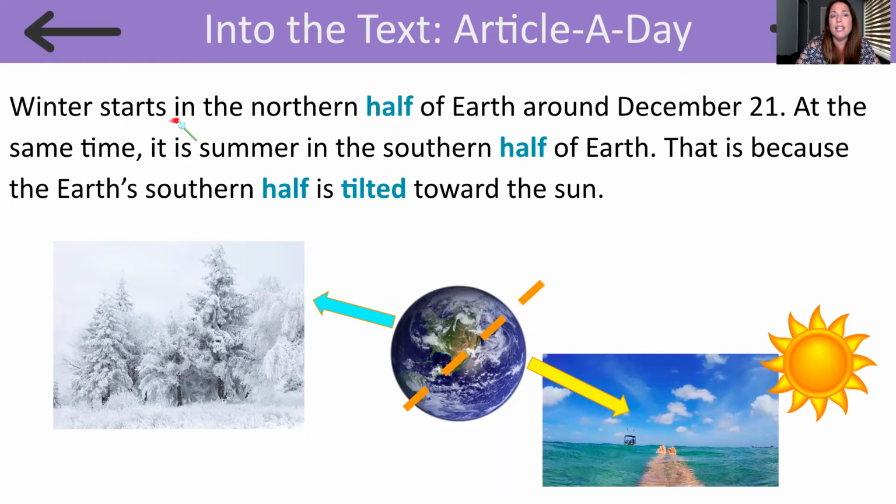Winter starts in the northern half of Earth around December 21st. At the same time, it is summer in the southern half of Earth. That is because the Earth's southern half is tilted toward the sun. Okay, so when this part of the Earth is having winter because it tilts away from the sun, that means the other half of the Earth would be tilting toward the sun, and that means they would have summer.